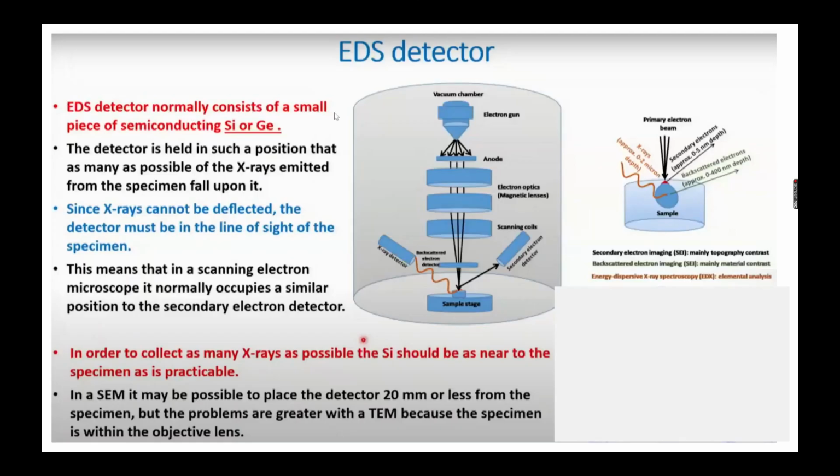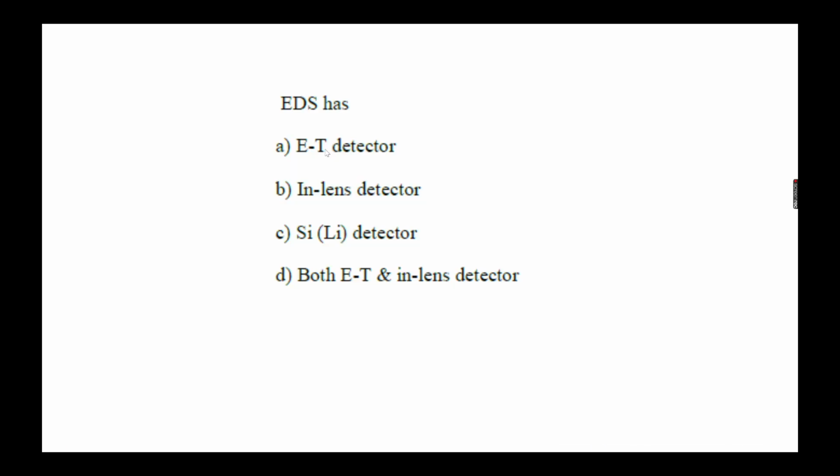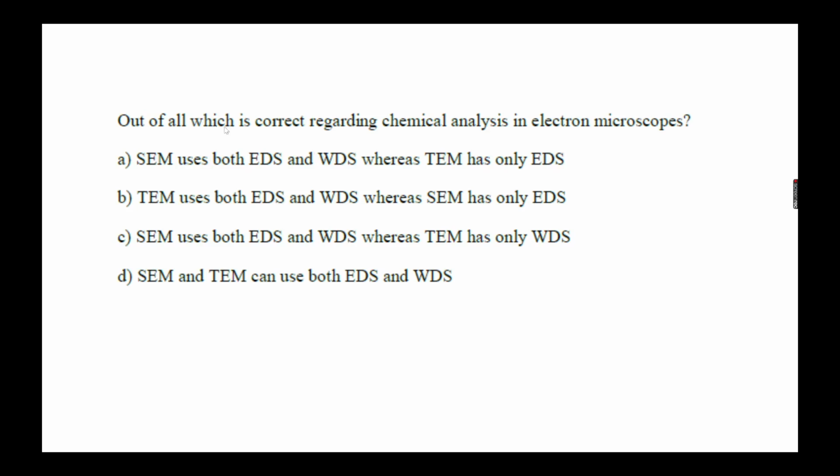Here, if you go, maybe in this module it has not been covered, so you have to see the next module. The EDS detector normally consists of a small piece of semiconducting silicon or germanium. So here, the silicon detector for the EDS. Out of all, which is correct regarding the chemical analysis in electron microscope? Maybe only one or two questions are left, so let me just complete that.